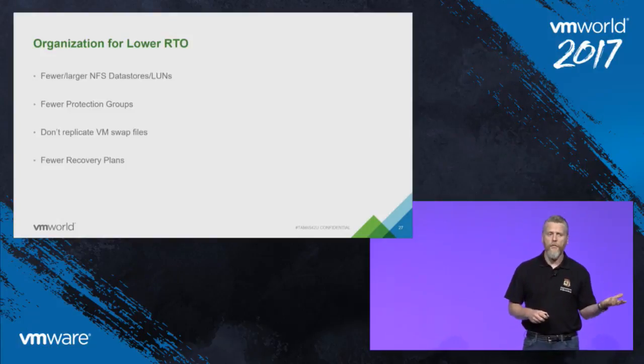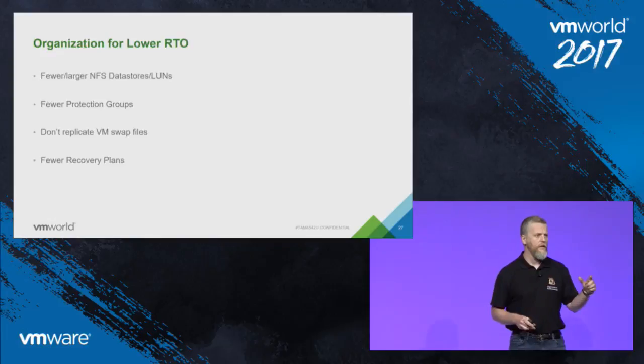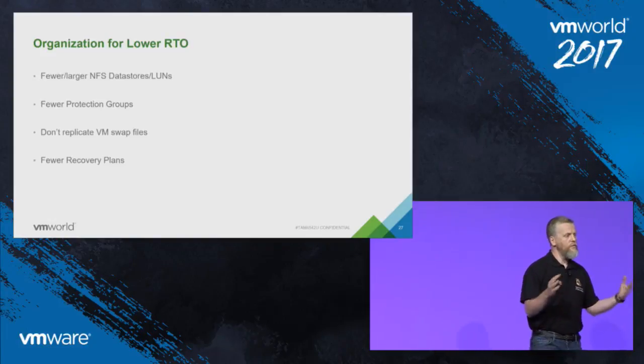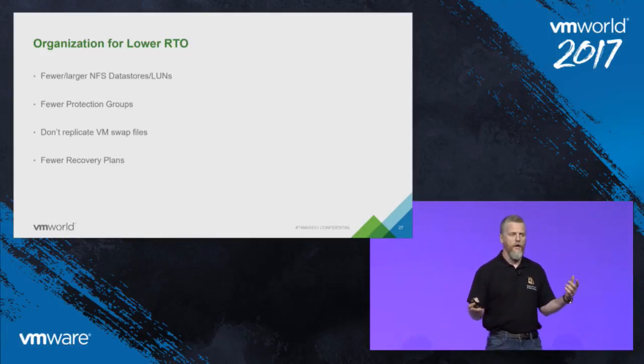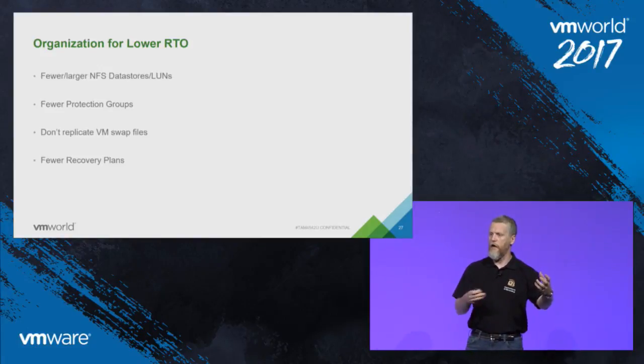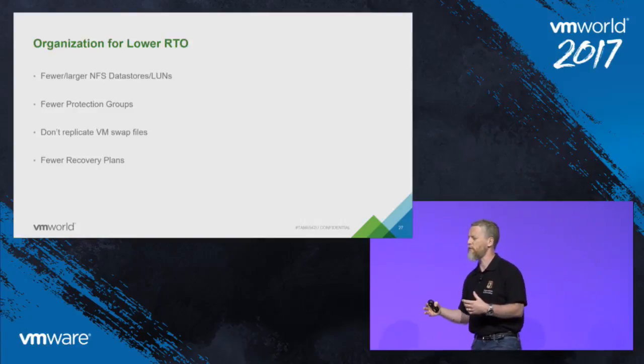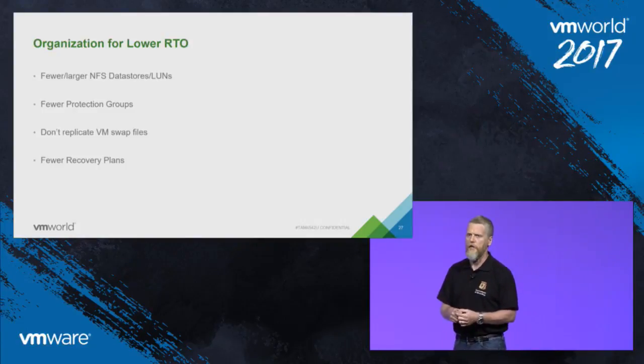Another one is not replicating your VM swap files. Now, this is something where, as with most things, there's going to be a trade-off. Not replicating your VM swap files would mean storing your VM swap files in a different spot, not with the rest of the VM, which is relatively easy to do. I believe it's a host level setting or it might be a cluster level setting.